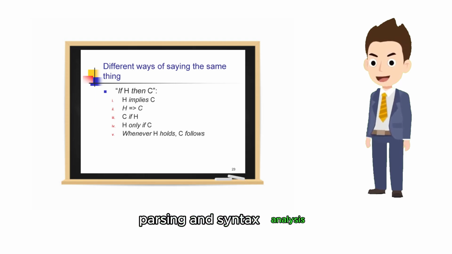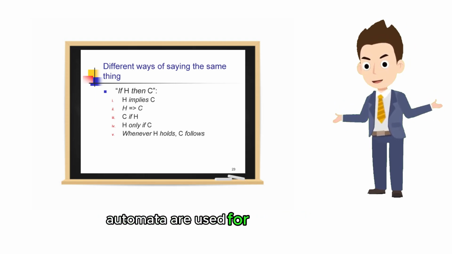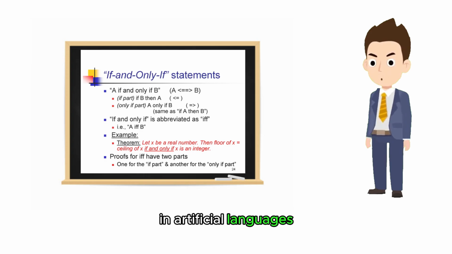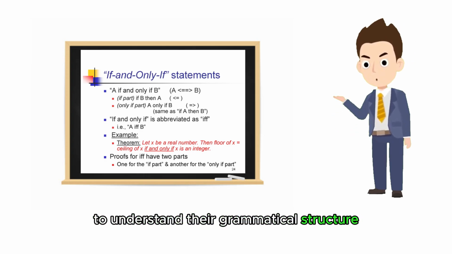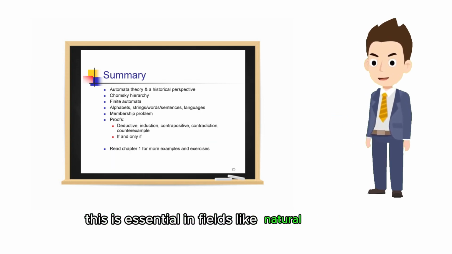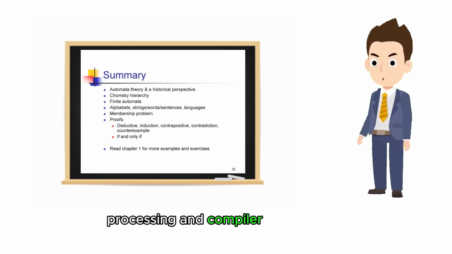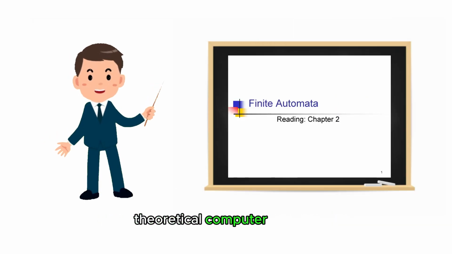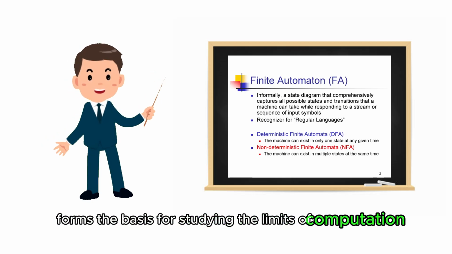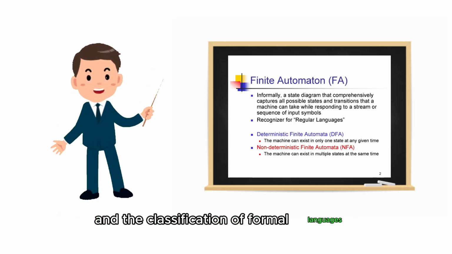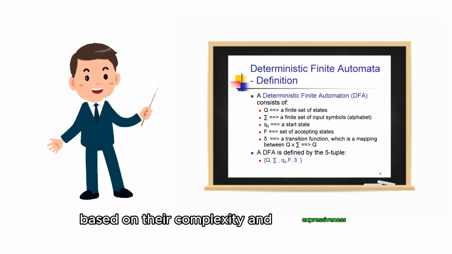Parsing and syntax analysis. Automata are used for parsing natural and artificial languages to understand their grammatical structure. This is essential in fields like natural language processing and compiler construction. Theoretical computer science. Automata theory forms the basis for studying the limits of computation and the classification of formal languages based on their complexity and expressiveness.